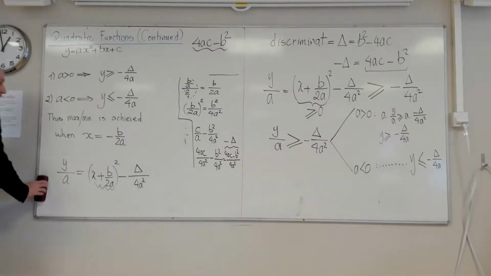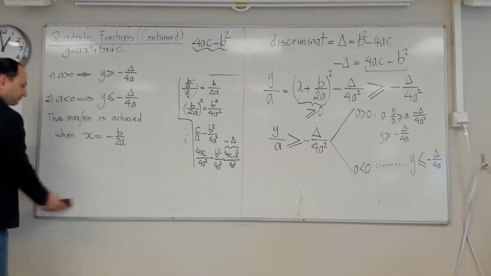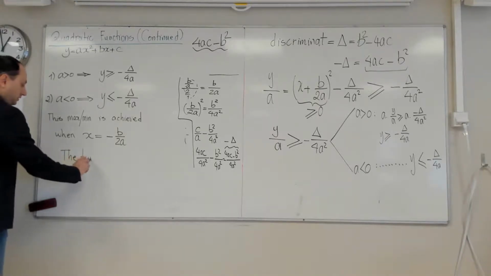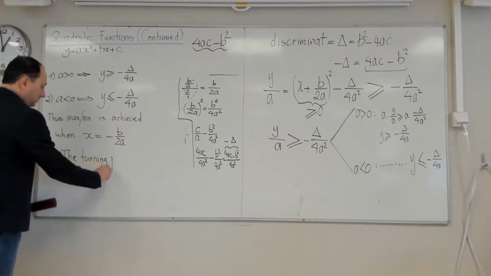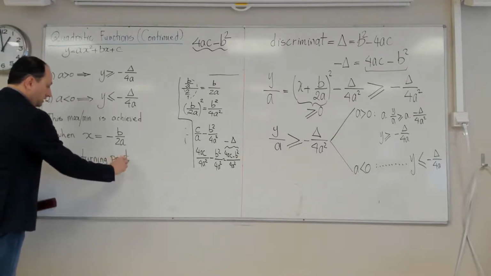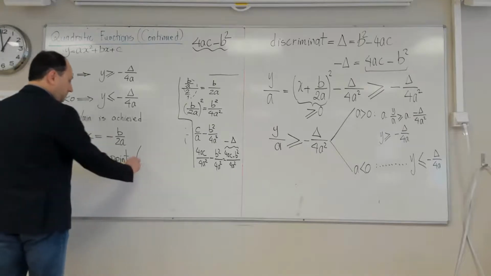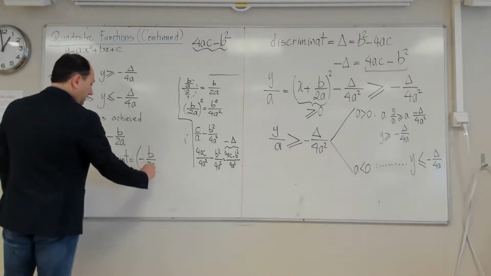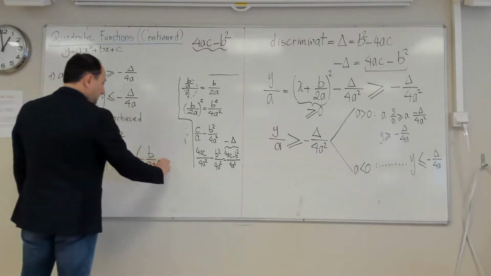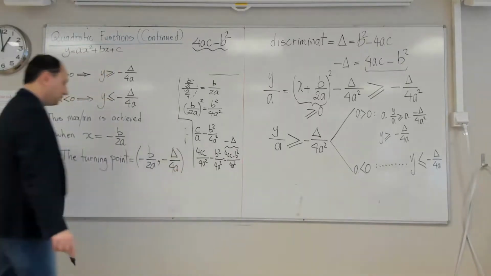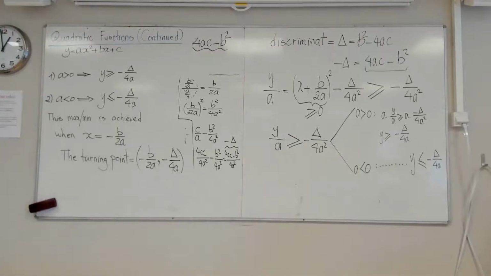So now everything becomes clear for me. What are the coordinates of the turning point? The coordinates of the turning point are minus b over 2a and minus delta divided by 4a. So this is the general formula once and for all.